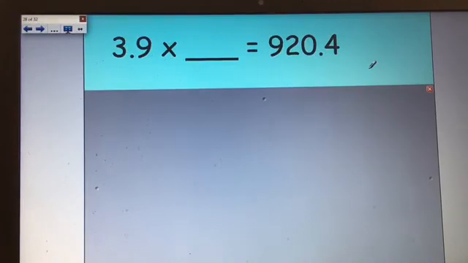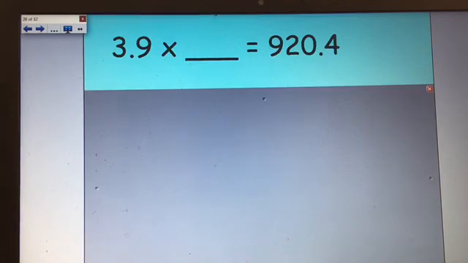Now I'm jumping ahead a little bit here and making this bit quite a bit more tricky, but if you concentrate and listen, you should hopefully be able to work it out. So again, we're going to use the inverse operation. So we're going to use divide, because that's the opposite of multiply. Now this says 3.9 multiplied by something equals 920.4. So therefore, 920.4 divided by 3.9 equals that number there.